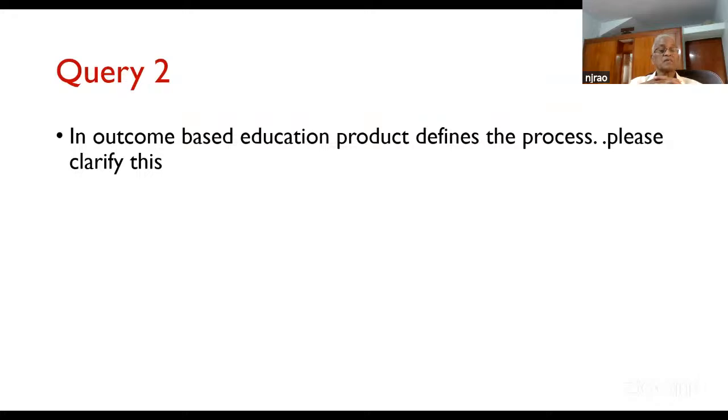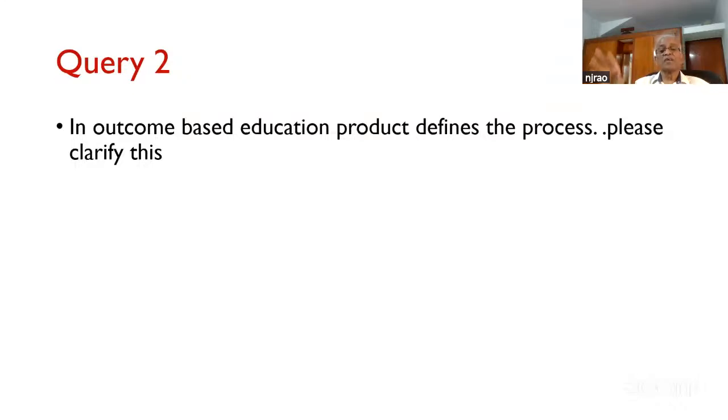Okay, another question is, in outcome-based education, product defines the process. What it means is, our product is what we want the student to be able to do, which we have defined in advance, right? That is what outcomes are about. We define the outcomes. That means at the end of the course, the student should be able to do this, and so on. And most of those things are in the cognitive domain.